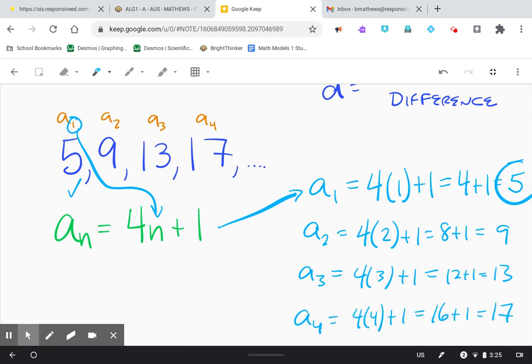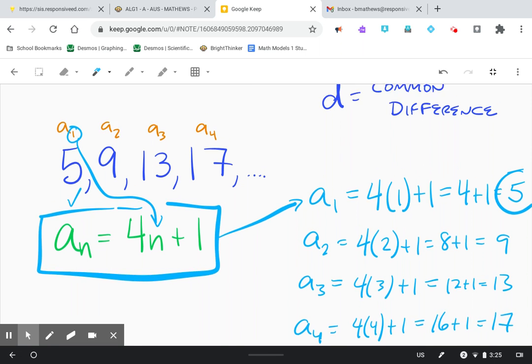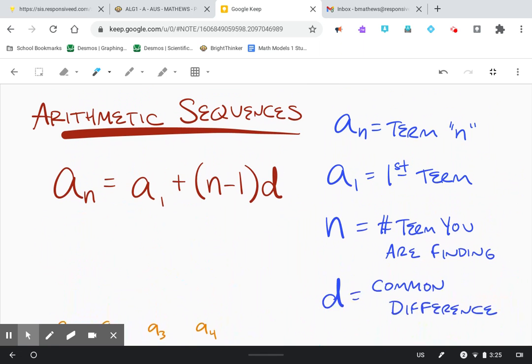You can see that by plugging each term number into the formula, I can find the individual terms of that sequence. The values in this formula are written here in blue. An is the nth term, or term n of the sequence. A1 is the first term. n is the term number that you're looking for. And d is what we call the common difference.